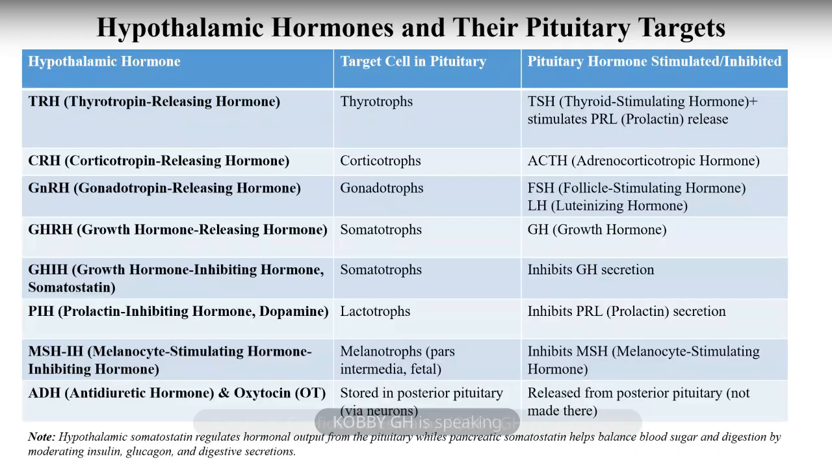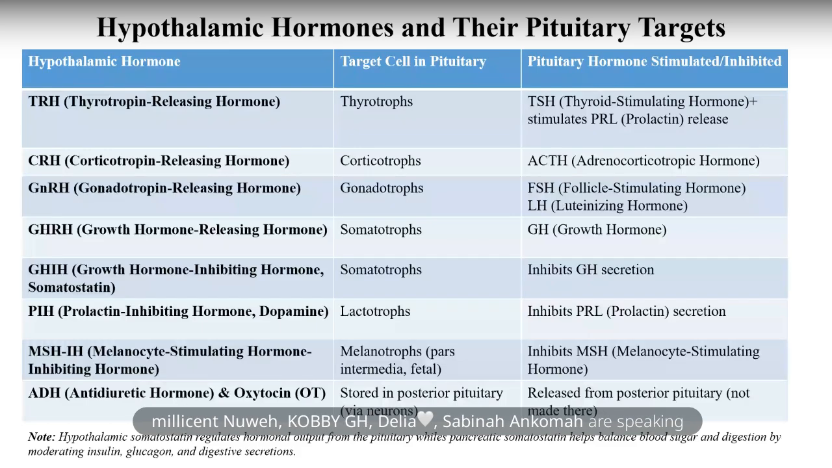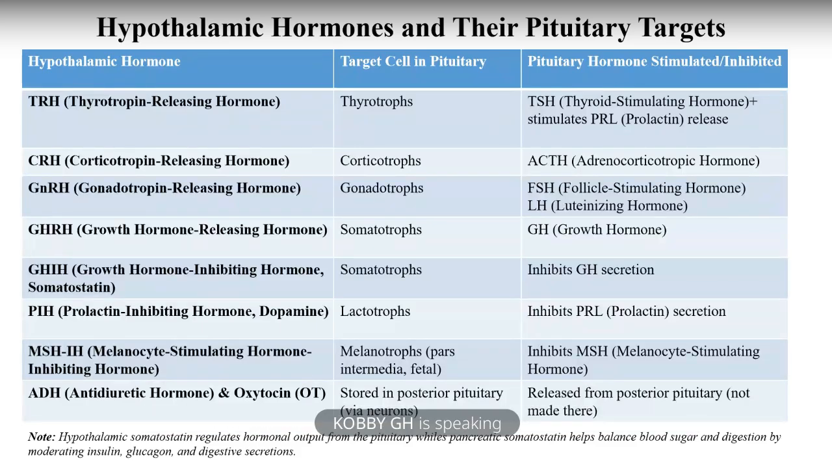Which gland releases oxytocin and ADH? What will be your answer? The pituitary gland. Check your answer well. It's the posterior pituitary gland.